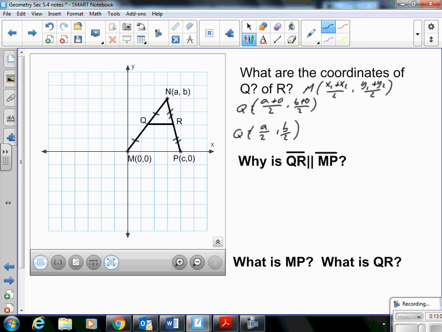And then for R, same process again. So coordinates for the x's are a and c. So a minus c over 2. Or a plus c, sorry. And then for the y's, b plus 0 over 2. So the coordinates for R, the x one's not going to change, a plus c over 2, and then b plus 0 we can just call b over 2.